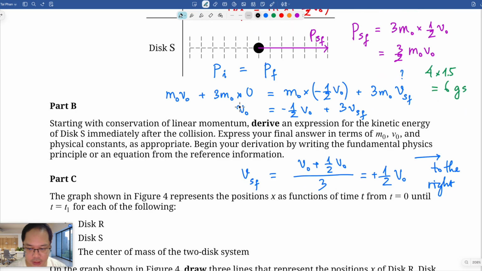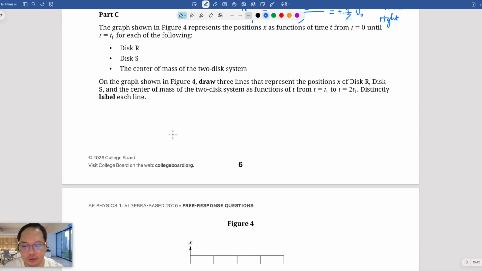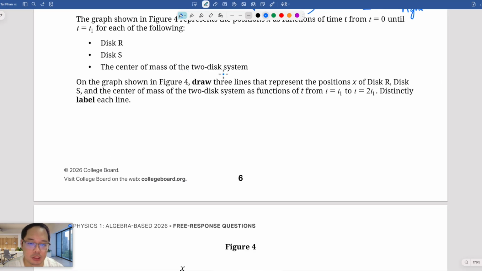Now let's continue. Part C. The graph shown in figure 4 represents the positions of S as a function of time t from t equals 0 until t equals t1. Let's look at that figure 4 below. It shows t from t equals 0 to t1 for the two disks and the center of mass of the system.